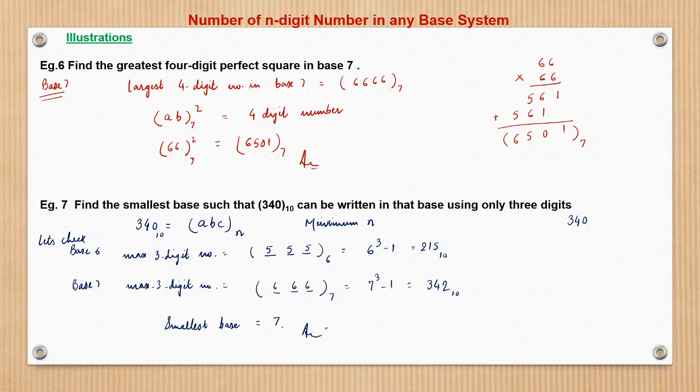This is the answer. We have used the concept of the maximum n-digit number in any base. Otherwise, we could have checked starting with 2, 3, 4, 5, 6, 7, which would have been a bit mechanical and time consuming. Using this process, we have saved time, and the concept is very logical.